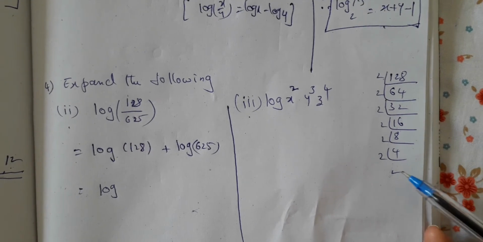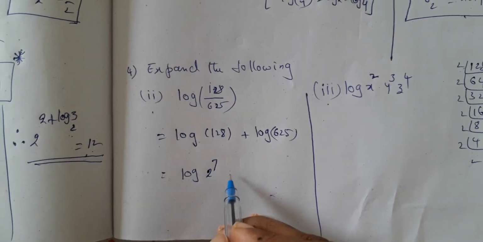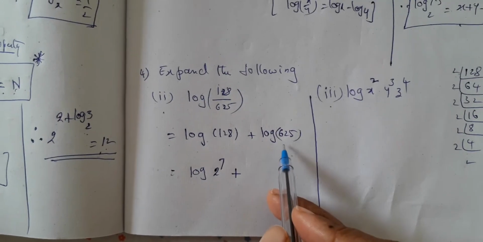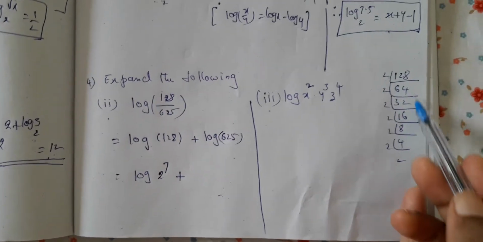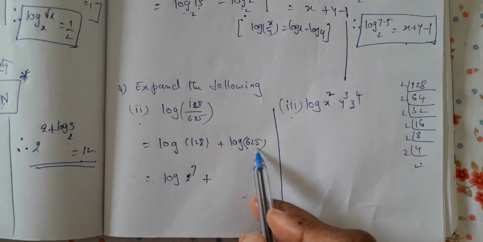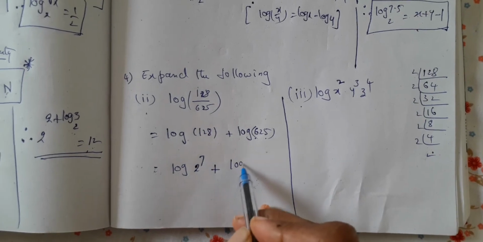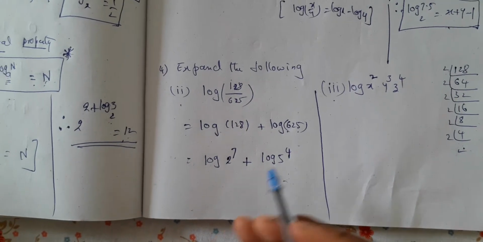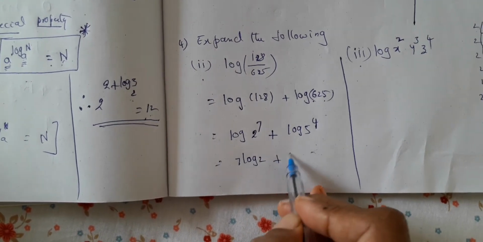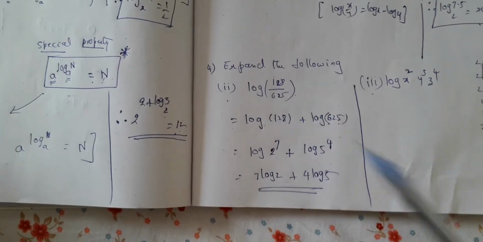So children, did you get that one? So 1, 2, 3, 4, 5, 6, 7. So this is 2 power 7, plus log 625. Those who don't know, you can apply this in a similar manner as we did with 2. You can do it with 5. Or else 625 is 25 times 25. 25 means 5 square. 5 square into 5 square, 5 power 4. So log 5 power 4. So this is totally expanded as 7 log 2 plus 4 log 5. This is the complete expansion of this one.